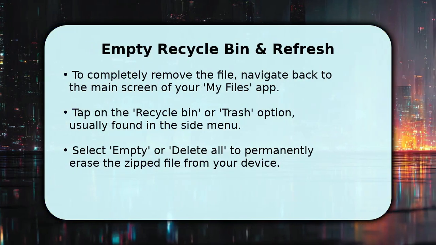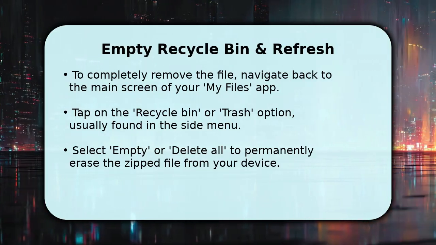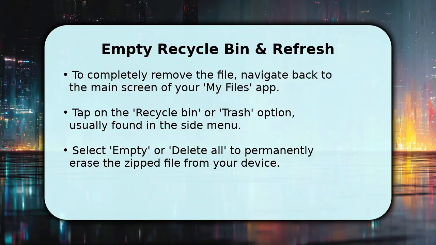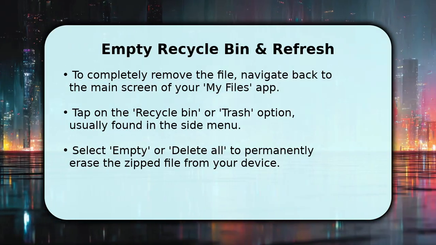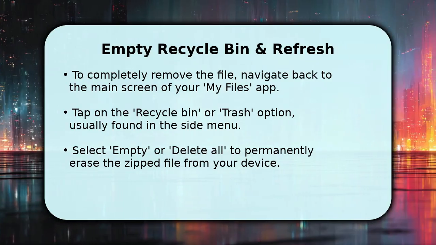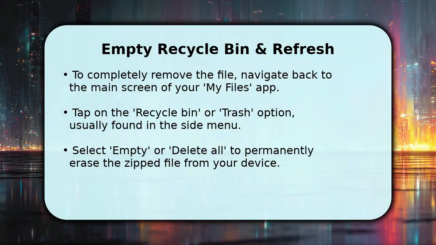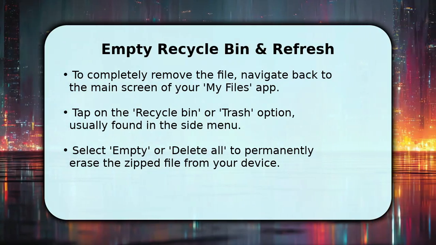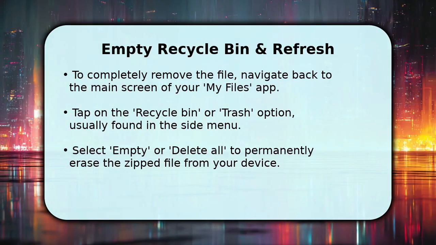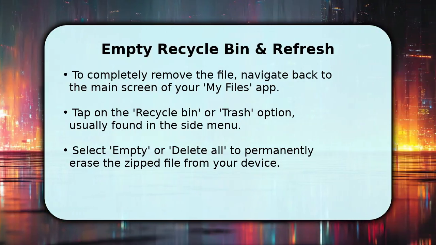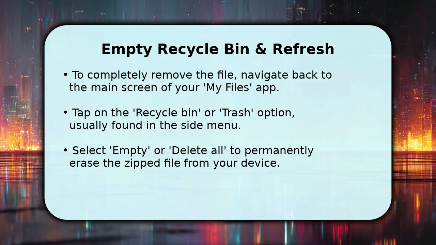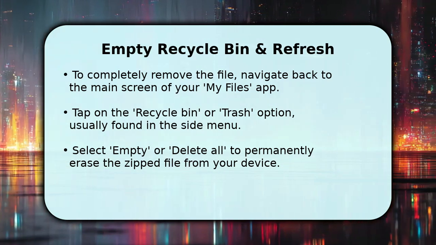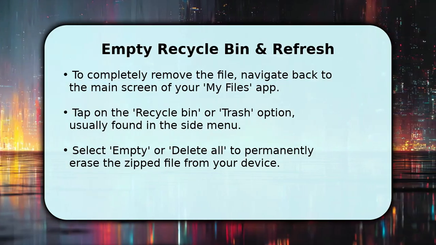For a complete removal, return to the My Files main screen and locate the recycle bin or trash option, typically found in the 3-line menu. Open the recycle bin and select Empty or Delete all to permanently erase the zipped file from your device's memory. After clearing the recycle bin, a quick restart of your Samsung phone is highly recommended. This action refreshes your system, clears any cached icons, and ensures the zipped app icon disappears from your app drawer and home screen entirely. Your device will now be cleaner.